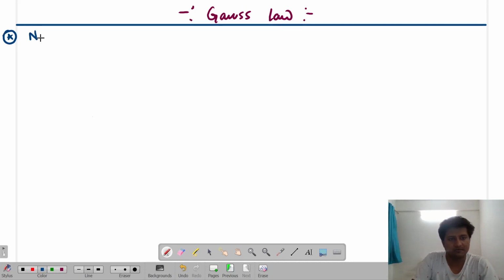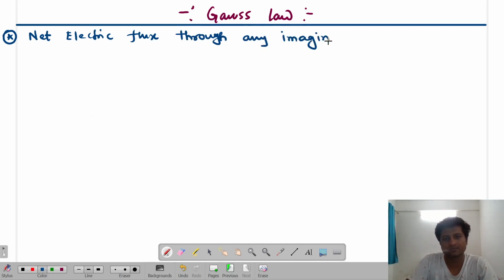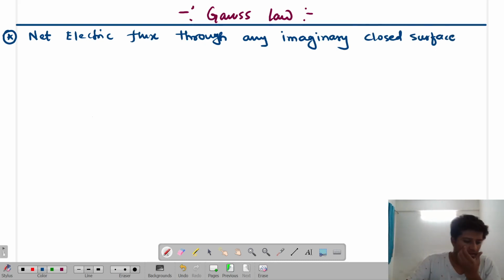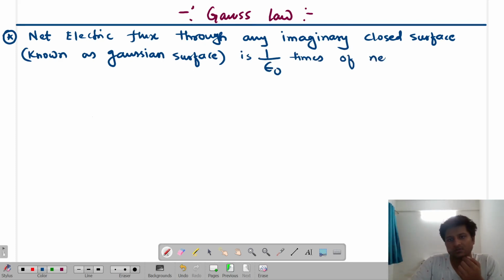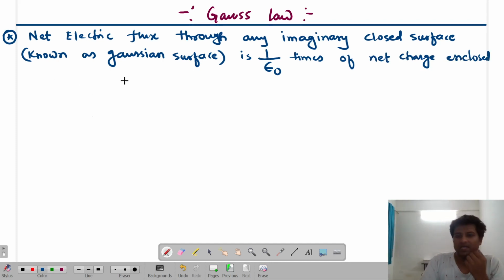Based upon this, the Gauss law statement came. It says that net electric flux through any imaginary closed surface, known as Gaussian surface, is 1 by epsilon naught times the net charge enclosed by that closed surface.